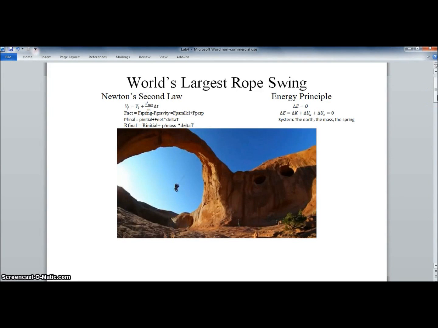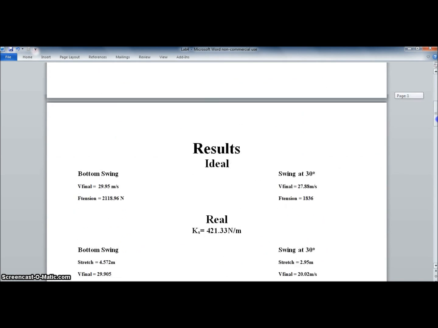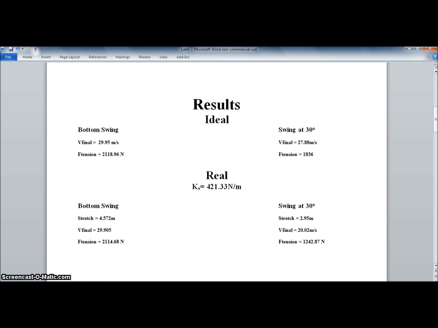The purpose of this lab is to model and predict the motion of the world's largest rope swing using Newton's second law. The speed of the jumper was calculated along 2 points in the trajectory, along with the spring constant and the stretch of the rope.